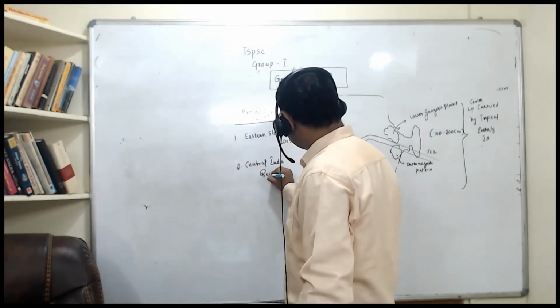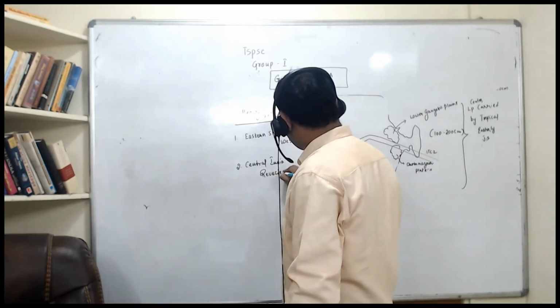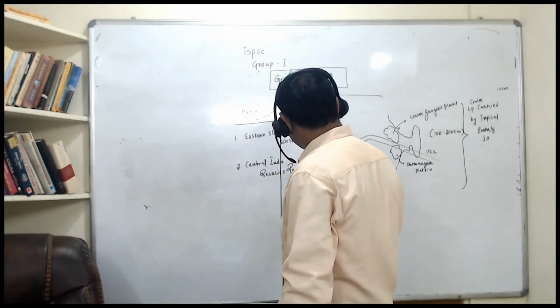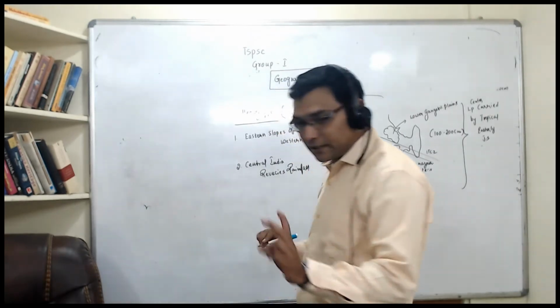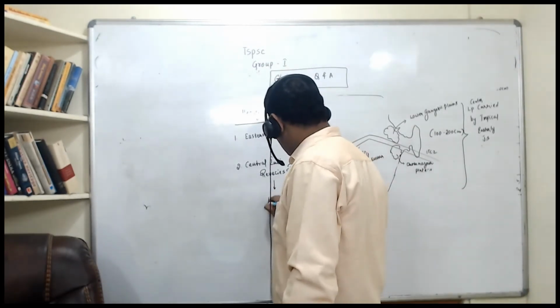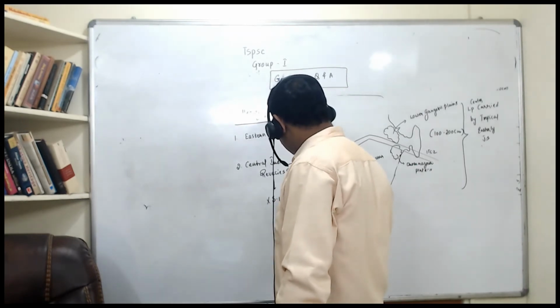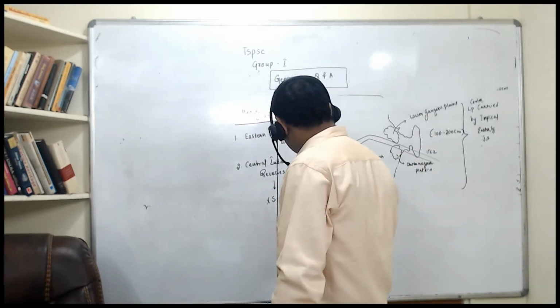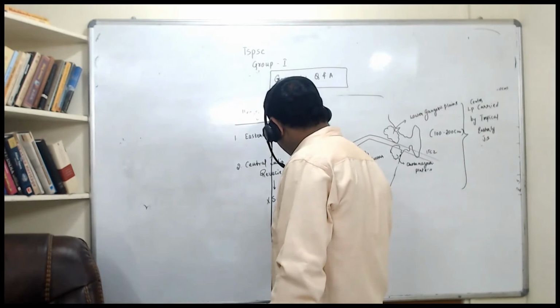Central India receives rainfall mainly by the two factors. One, not by southwest monsoon or by the northeast monsoons.